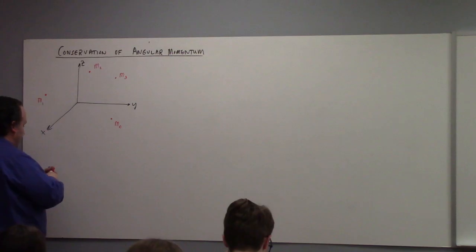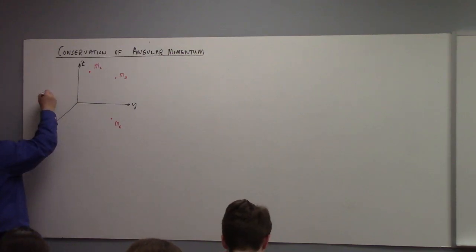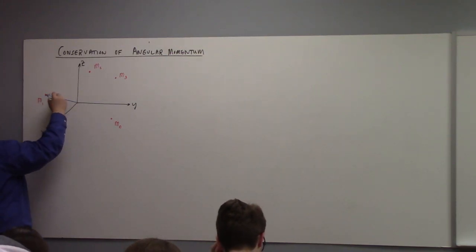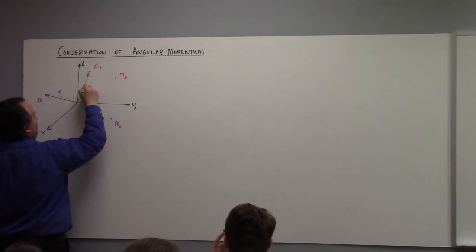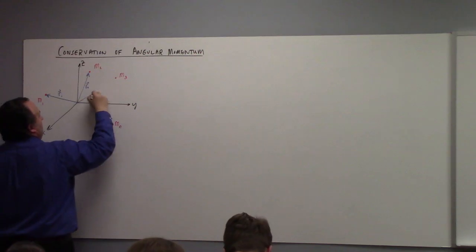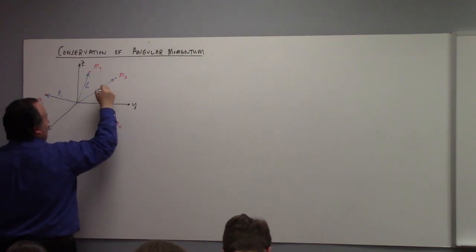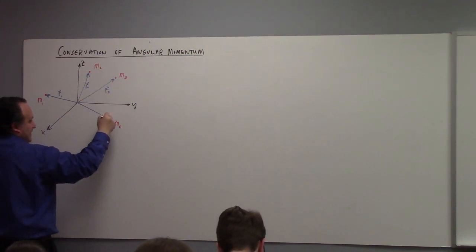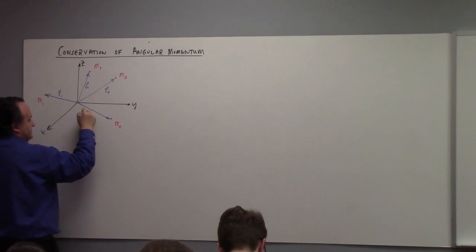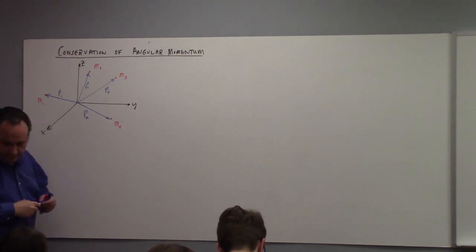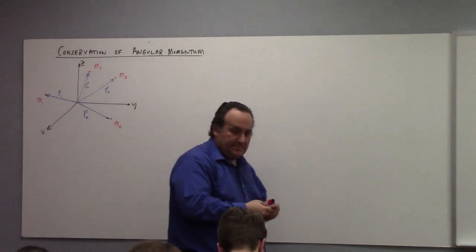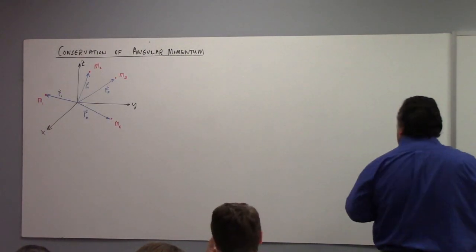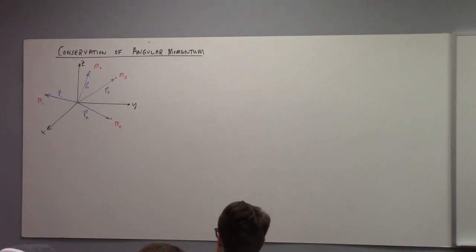And of course, every one of these is at some position vector relative to the origin, r1, r2, r3. This one's at the nth position vector, rn. So what I'd like to show is that the angular momentum of this system satisfies a certain relation.